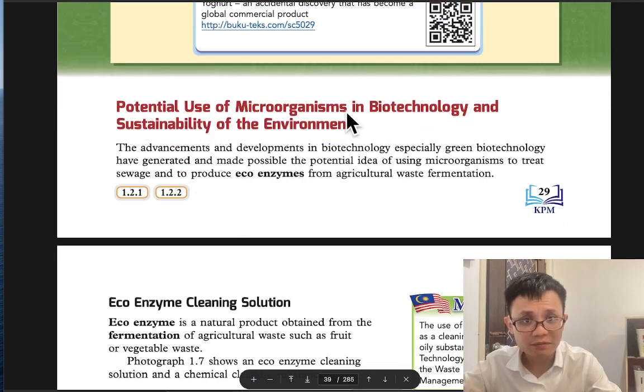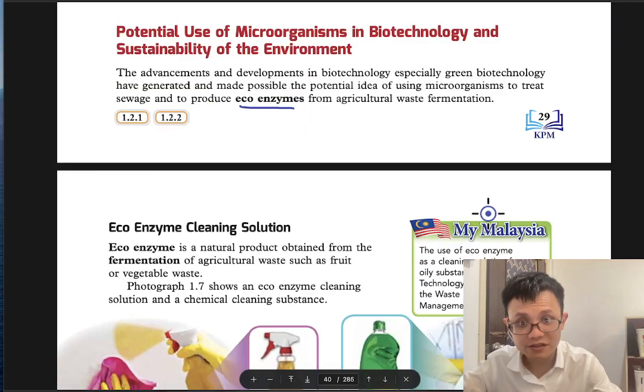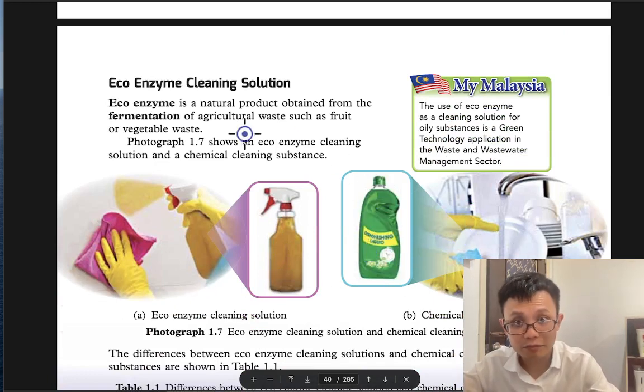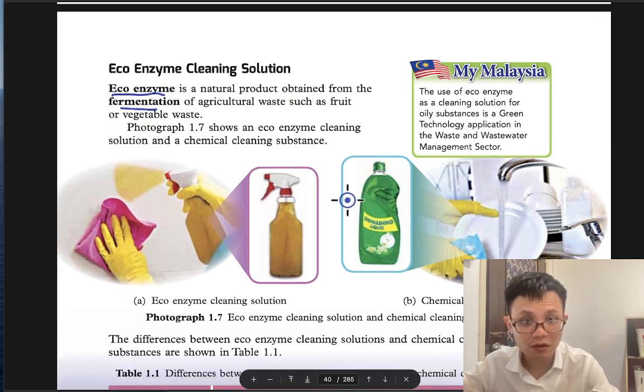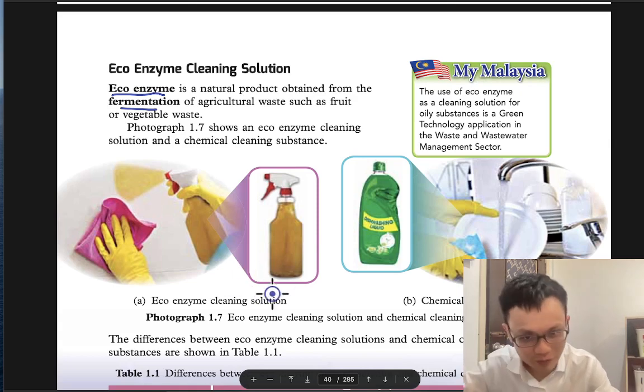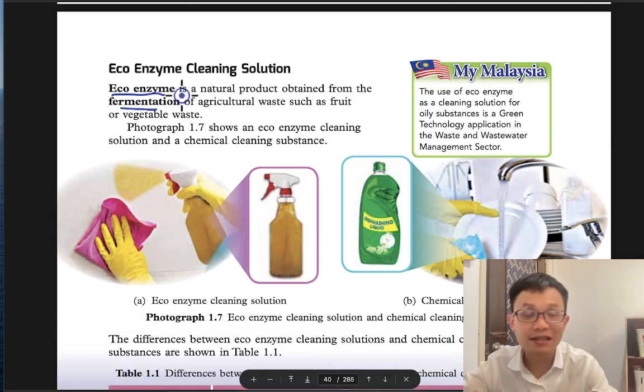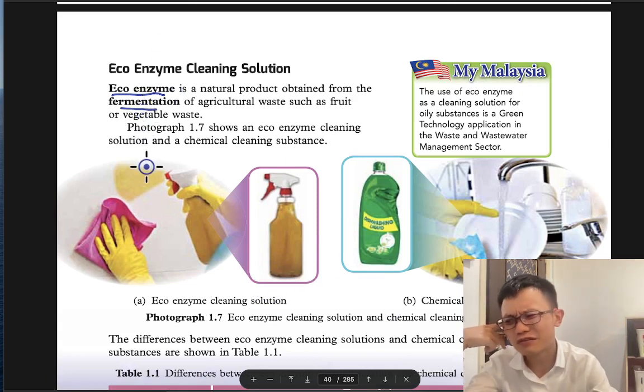Next, potential use of microbial biotechnology and sustainability. One of the uses of microorganisms is to produce eco-enzyme. So how do we use this eco-enzyme? Basically you can use it to wash the dishes, and you can buy it. I think you can buy eco-enzyme at Shopee, made by fermentation. I recommend you go to Shopee and buy eco-enzyme. At Speedmart it might be a bit more expensive, maybe 1 to 2 ringgit more.